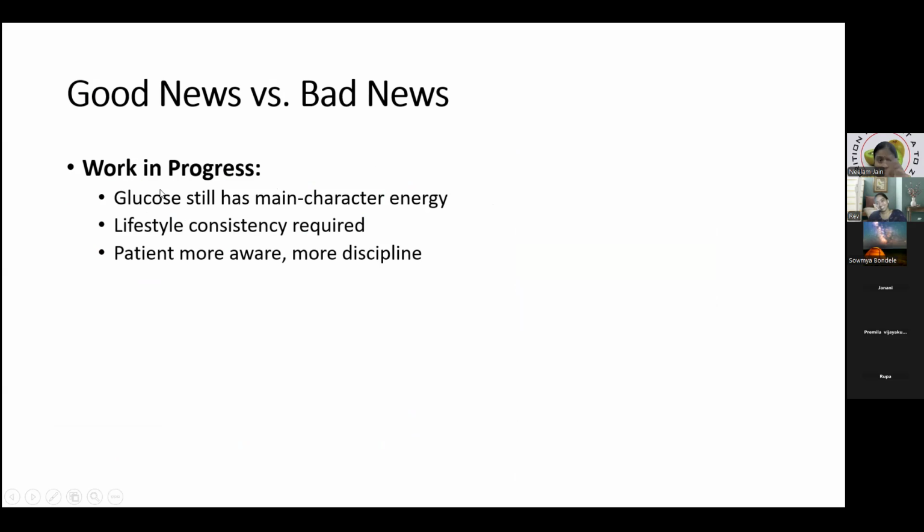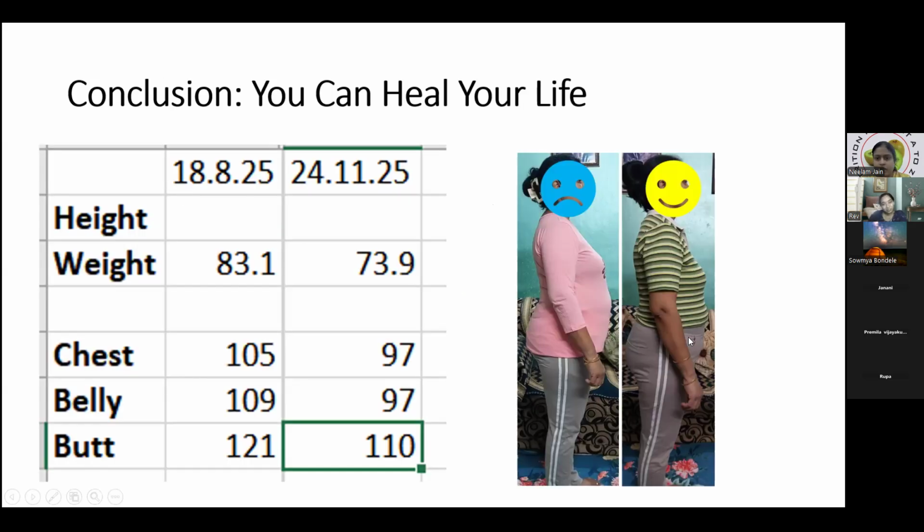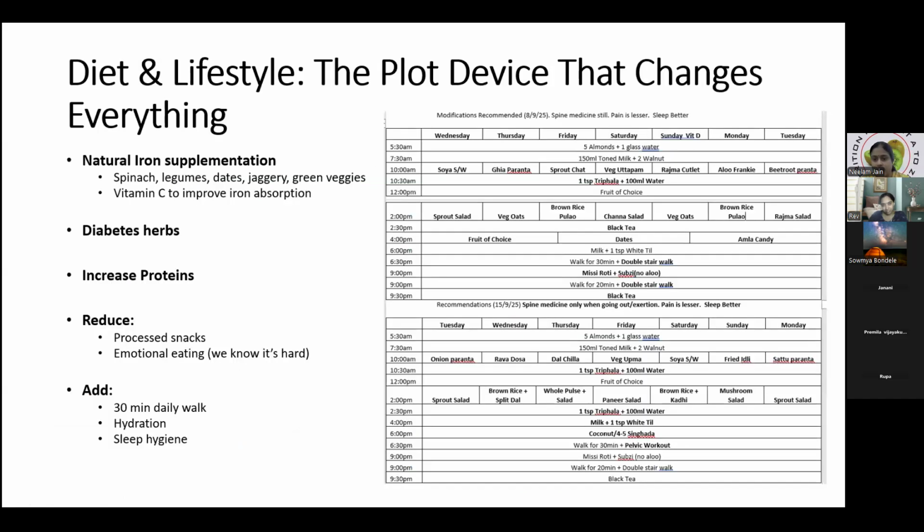So it is still work in progress because we are still to reduce her belly size to 90. So 7 centimeters more to go. That's roughly 3 inches. So another 2-3 months and we would have another beautiful result. Acha, the best part is she's not having back pain. This is the September thing when she was walking double stair walk, like she was doing 8 flights, so 16, 32 stairs only. Now she can walk 6 floors in one shot without gasping.